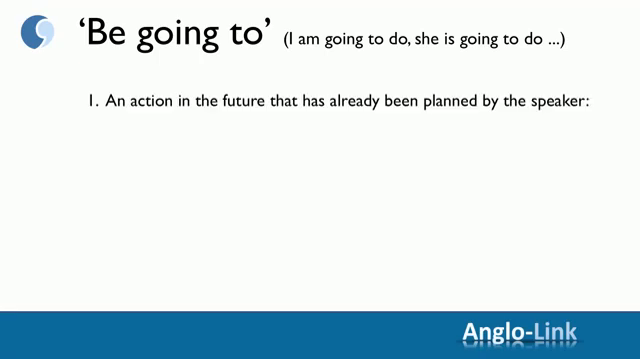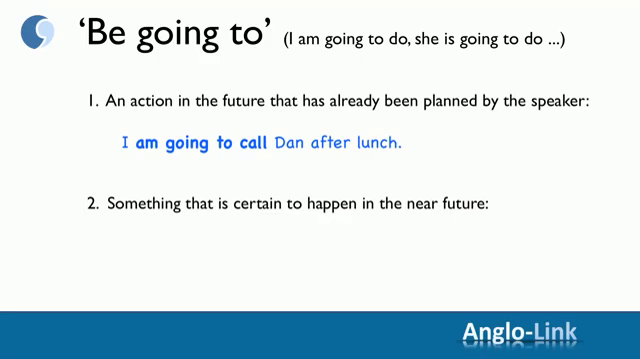And as you will remember, there are also two usages. The first one is an action in the future that has already been planned by the speaker. For example, I'm going to call Dan after lunch. The speaker has already decided what he or she is going to do. This form is also used for something that is certain to happen in the near future. I know he's going to invite me out. The speaker is sure that this action is going to happen.